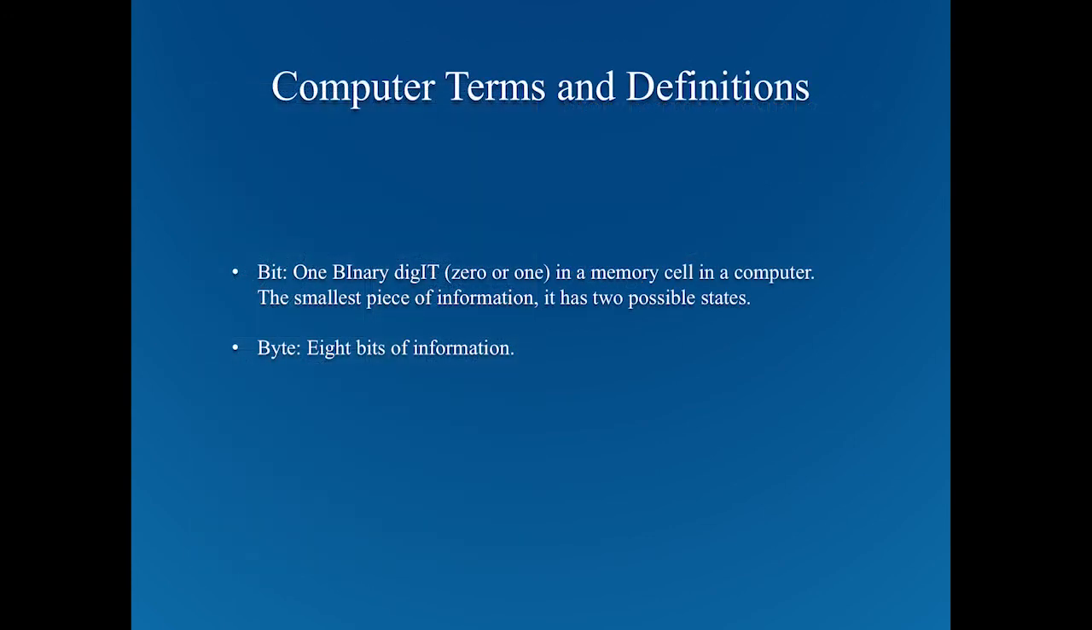So computer terms and definitions, remember that a bit is one binary digit, 0 or 1, that's held in a memory cell in a computer. It's the smallest piece of information with 2 possible states. And then a byte is 8 bits of information.